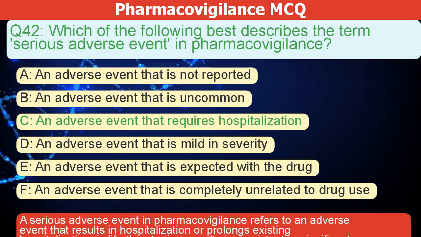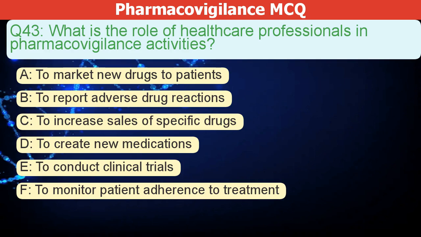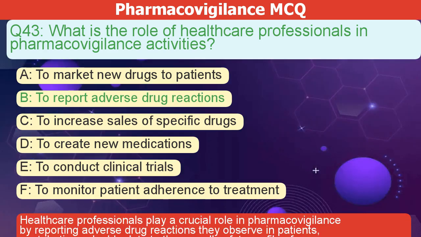of the above outcomes. What is the role of healthcare professionals in pharmacovigilance activities? A. To market new drugs to patients. B. To report adverse drug reactions. C. To increase sales of specific drugs. D. To create new medications. E. To conduct clinical trials. F. To monitor patient adherence to treatment. The correct answer is B. Healthcare professionals play a crucial role in pharmacovigilance. They report adverse drug reactions seen in patients. This contributes valuable data to medication safety profiles.